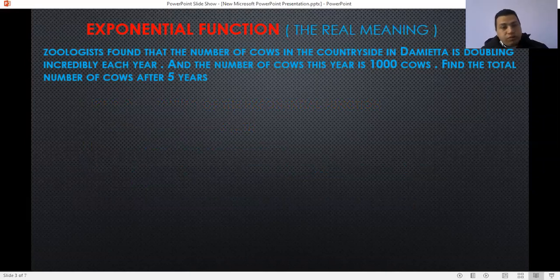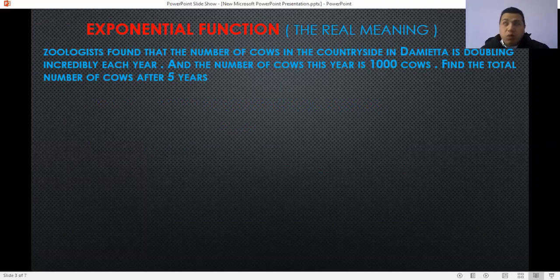Zoologists come to the meta to count the number of cows in the meta, and they found that the total number of cows in the countryside of the meta is about 1,000, and this number is doubling each year. Then we want to find out a technique we can use to find the number of cows after 4 years or 5 years according to the inquiry in the given example. So what I must do, if you imagine that we have 1,000 cows, and after 1 year, if this number is doubling, how many cows do you have?